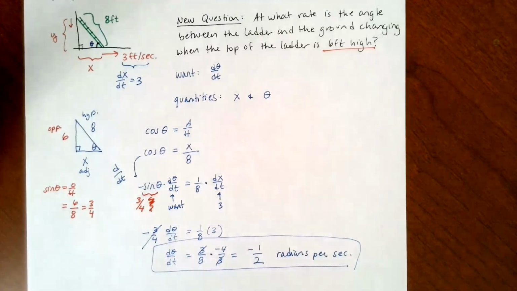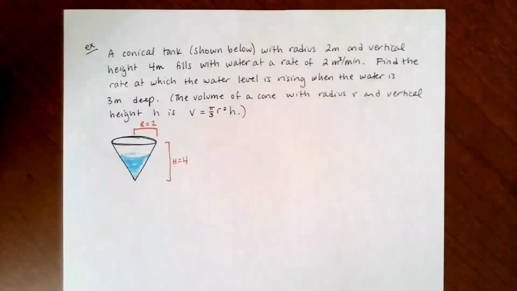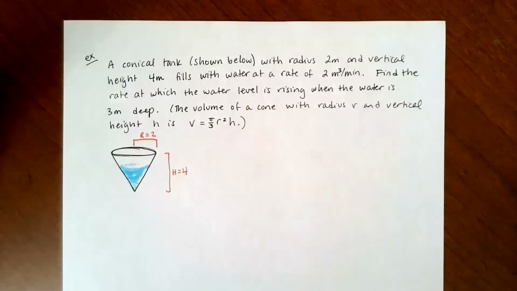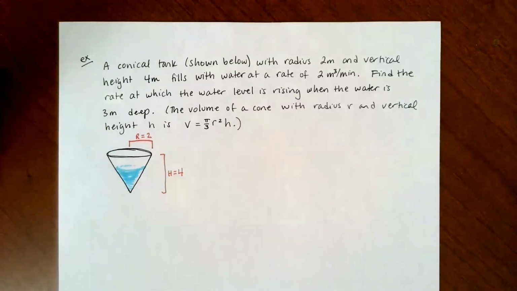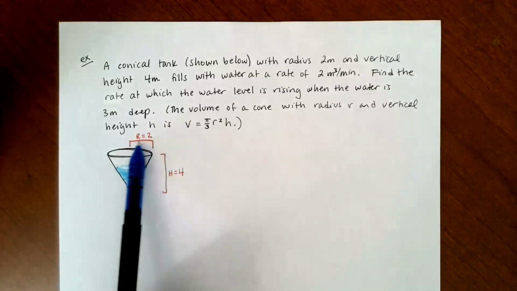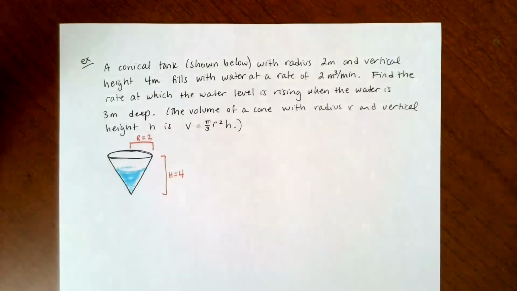Okay, the second thing that I wanted to mention in class was just a slightly more annoying kind of situation. This is my second and final example in the video. We have a conical tank shown below. And I'll mention everything you're seeing on the page right now is a given part of the question. All right, so we have a conical tank with its pointy side down. It has a top radius of 2 meters and a vertical height of 4 meters. It's filling with water at a rate of 2 cubic meters per minute. We're asked to find the rate at which the water level is rising when the water is 3 meters deep.